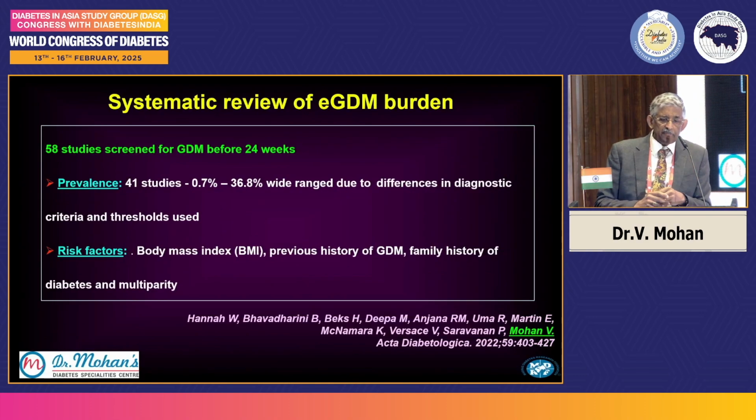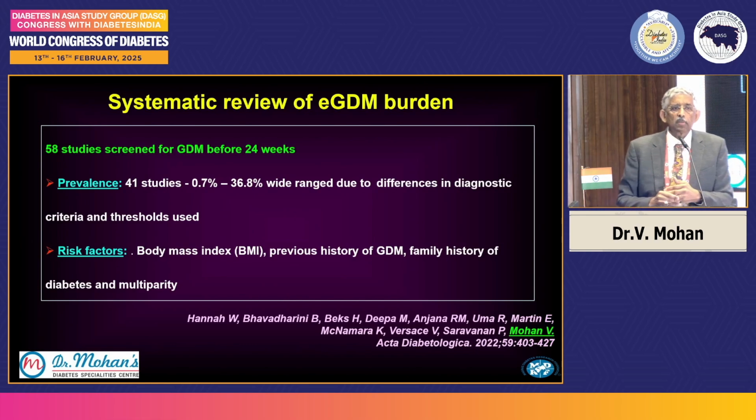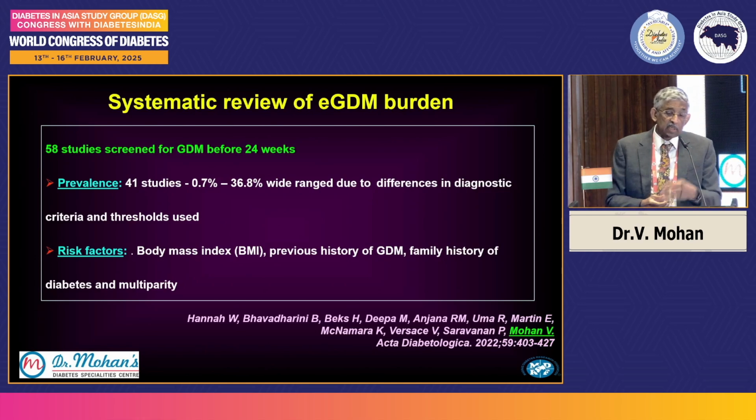There were 58 studies which were included, and look at the prevalence rate of GDM. One study had said it's 0.7% of all pregnant women. Another study said it's 37%. So you can imagine the wide variation. If you look at risk factors, the obvious risk factors came out: BMI and previous history of GDM, family history of diabetes, multiparity, etc.